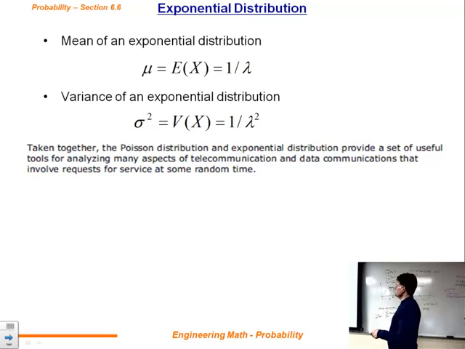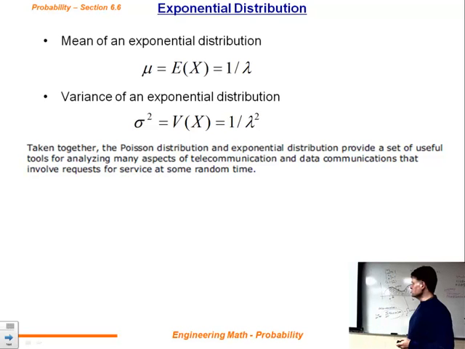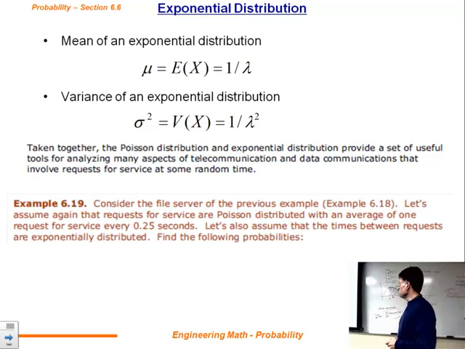So these two distributions together, the Poisson distribution and the exponential distribution, give you useful tools for analyzing real-world phenomena that satisfy this Poisson process, like data channels, call centers, web servers that take requests, routers that take packets, and so forth. So these are useful tools for these sorts of things.